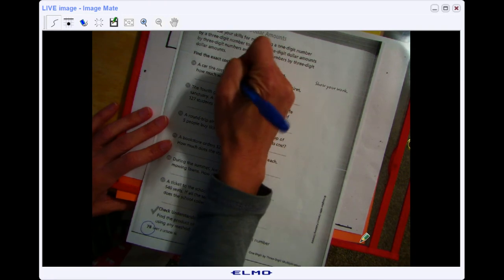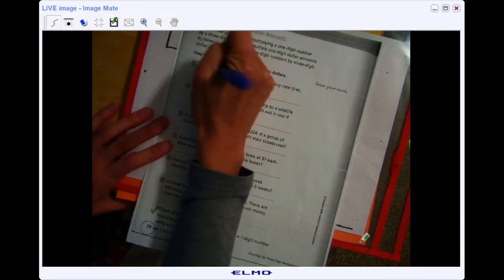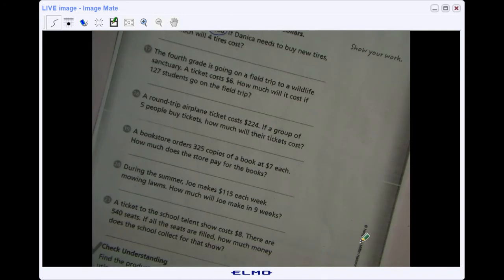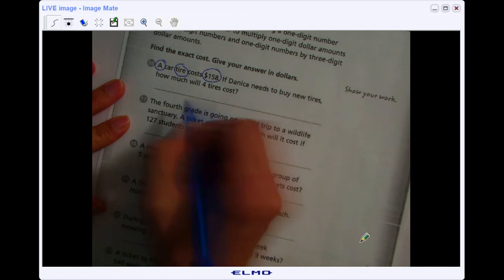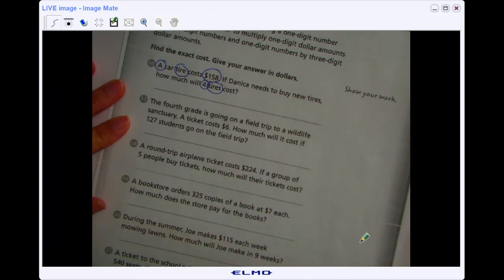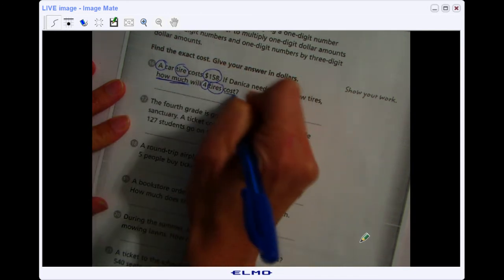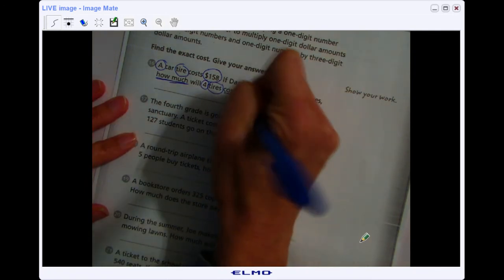Let's underline and circle what's important there. So I need to know it's $158, and I need to know that's for a tire, not all of the tires, but that really is going to be for each tire. Okay. And then I can see that Danica needs to actually have 4 tires is how much she needs. And they're asking how much will that cost? And so that tells me that my answer is going to be in dollars. So I'm going to get my label ready right there.